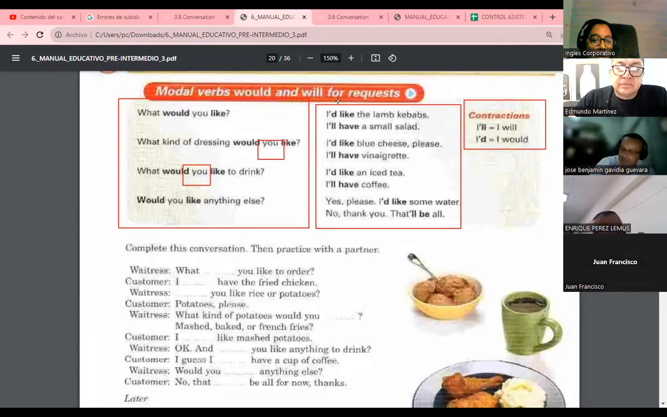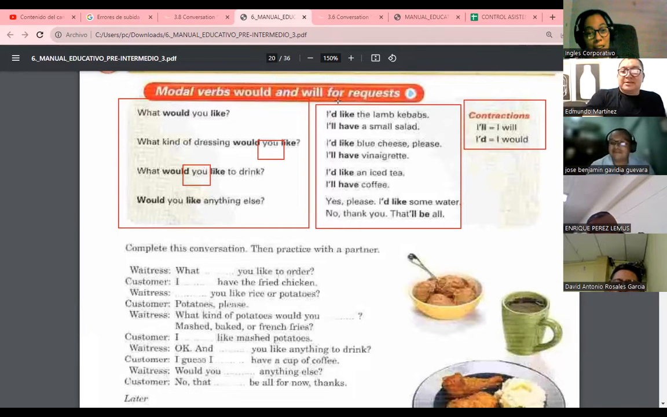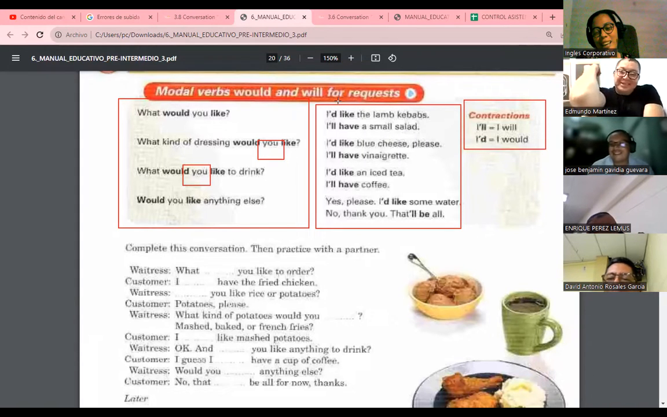Okay, so let's continue. What would you like to drink? Beverage. Okay, beverage. Muy bien, excellent. I like coffee, teacher. Okay, coffee, water, milk. Healthy beverages. Okay, saludables, esas bebidas. Okay, beverage.